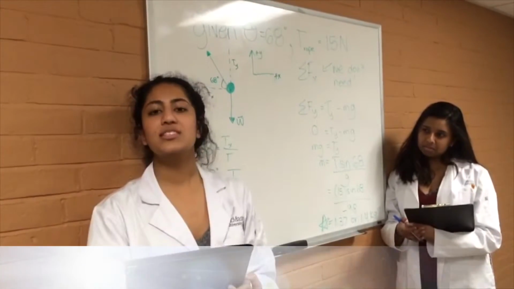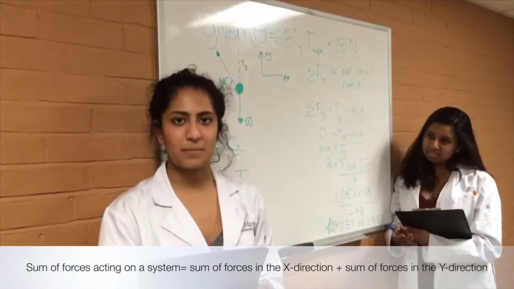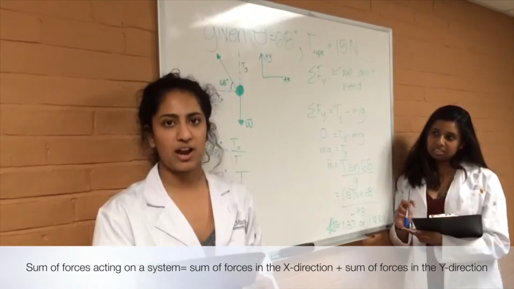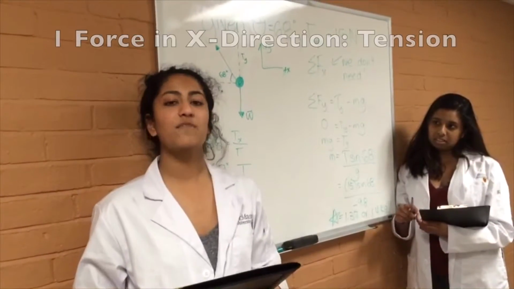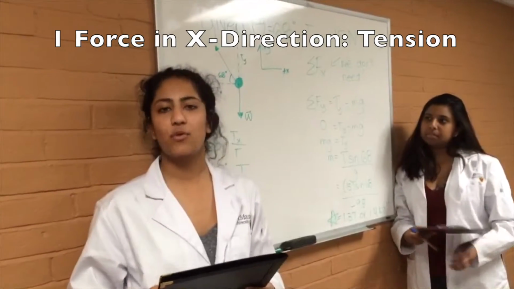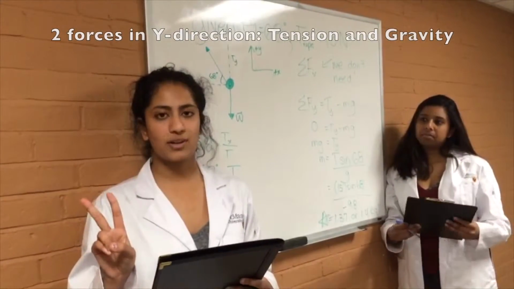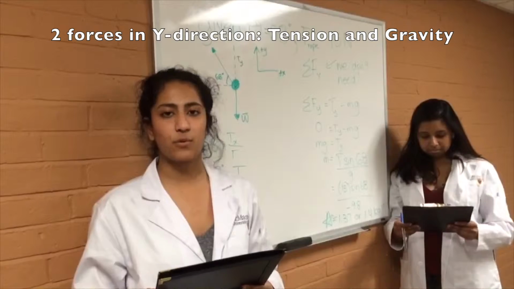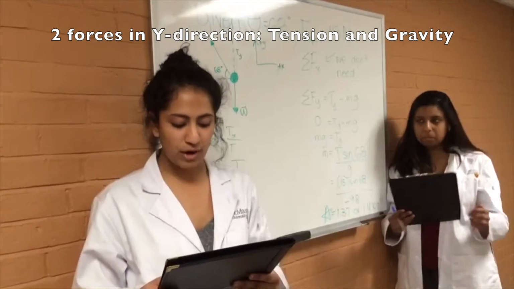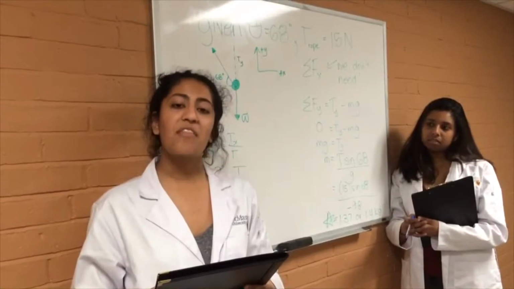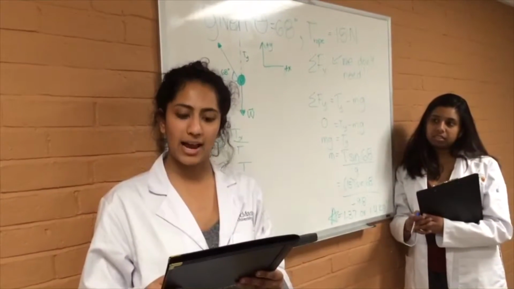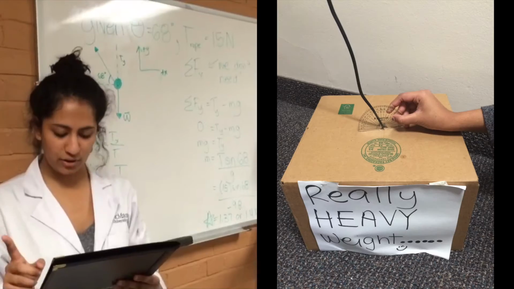We must note that the sum of forces acting on a system is equal to the sum of forces in the x direction plus the sum of forces in the y direction. Now, there is one force acting in the x direction, and that is the force of tension. There are two forces acting in the y direction, and that is the force of tension and the force of gravity. Now, you may notice that tension acts in both directions, and this is because there is a tension force applied by the rope at an angle.